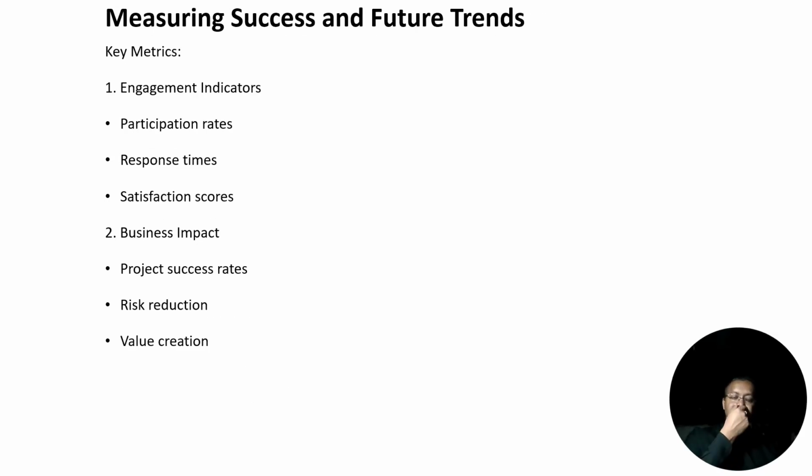Now, measuring success and future trends in managing stakeholders, you have certain key metrics that you want to pay attention to. As an agile leader, you want to make sure you have the key metrics that you're using to measure stakeholder engagement. One of the most important engagement indicators is participation rates.